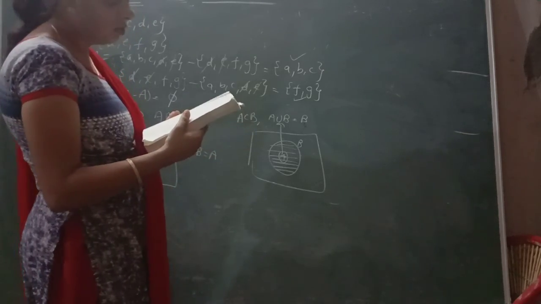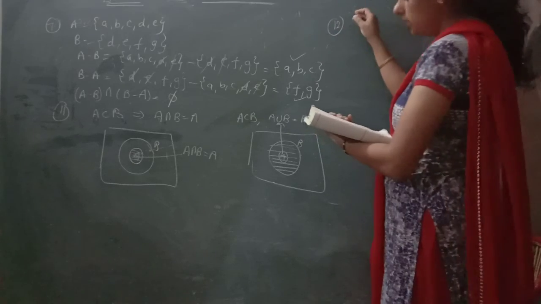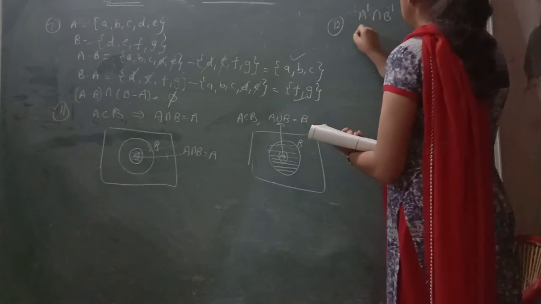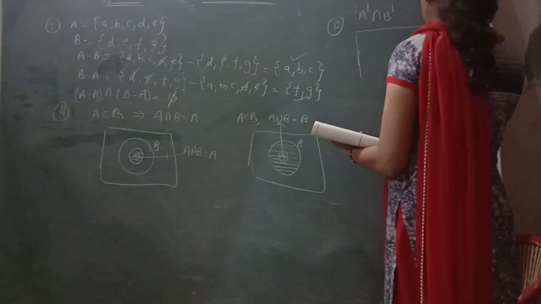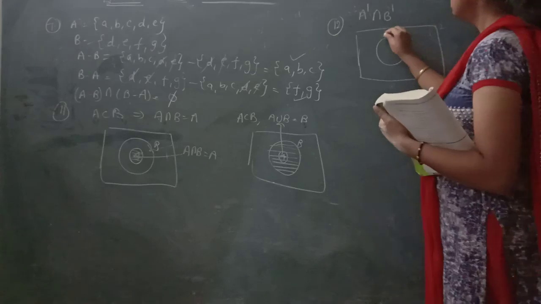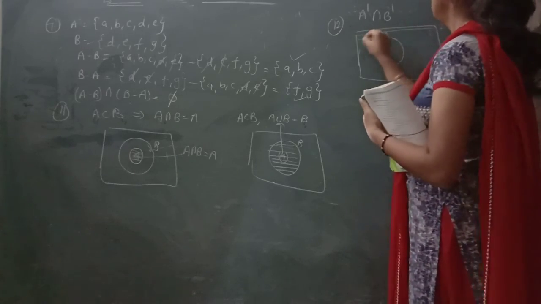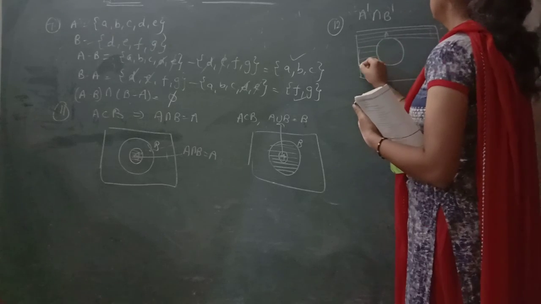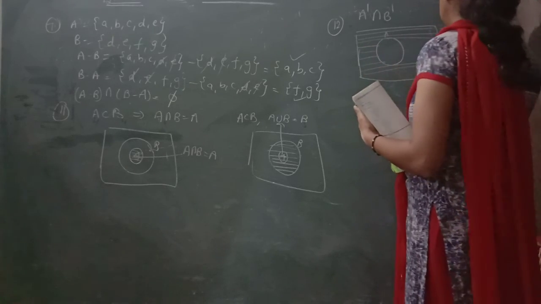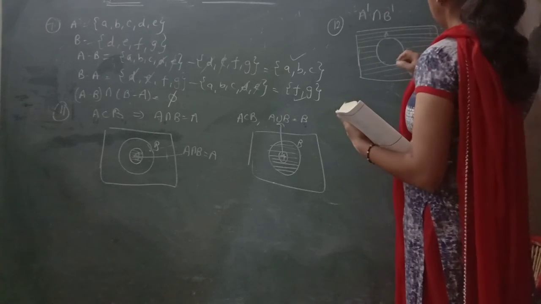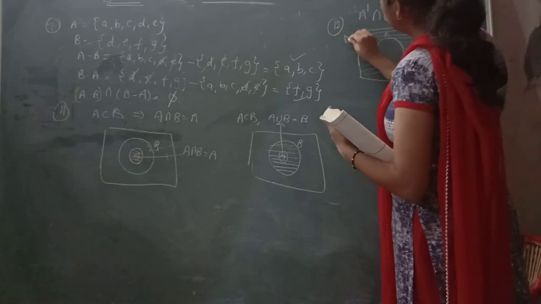And question number 12, I have already told you by the Venn diagram. Again I am repeating here. First we find the A complement intersection B complement. This is your Venn diagram. This is your A. So if this one is A, this is the A complement. This portion is A complement.